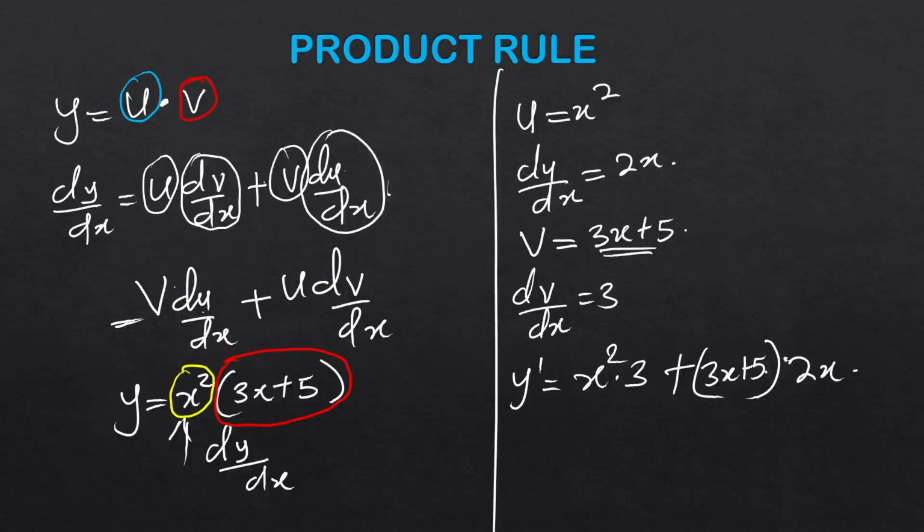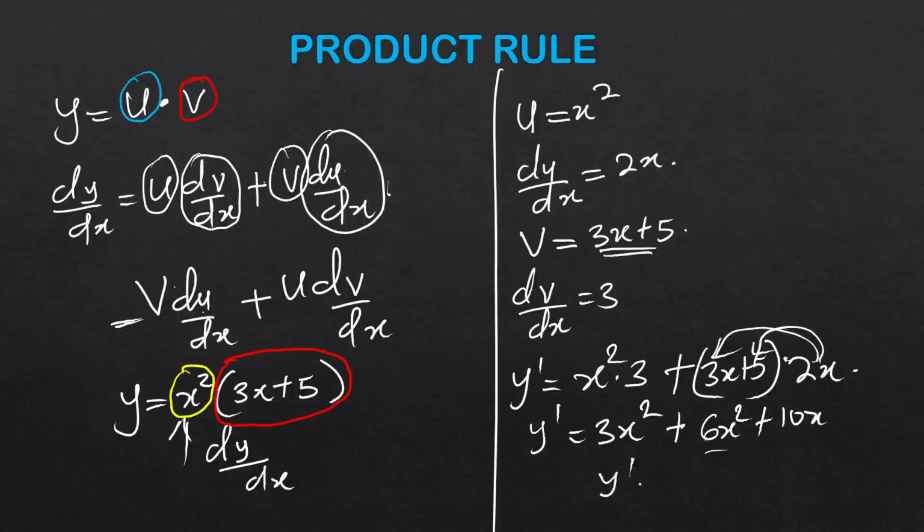Now we have to clear these things and get them tidy. We have y prime is equal to 3x squared plus 6x squared plus 10x. What I did was take this 2x and multiply the first one, which gave me 6x squared. Then I took the same one and multiplied by 5, which gave me 10x.